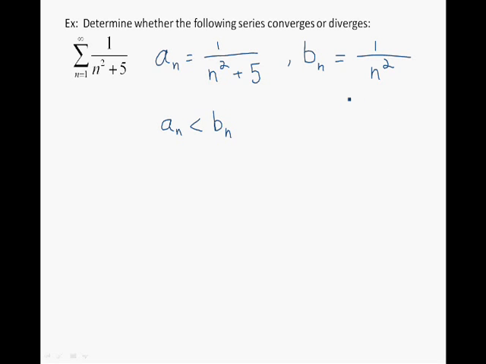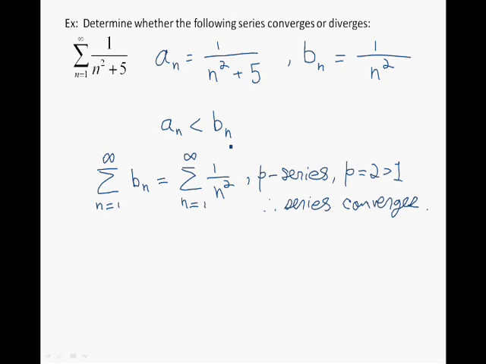We now look at the series with the nth term bn and analyze the convergence of this series. And what we see is that we have a p-series, and the value of p is equal to 2, which is greater than 1, therefore this series here converges. And given that bn is greater than an for all n, we can say that the series with nth term an also converges by the comparison test.